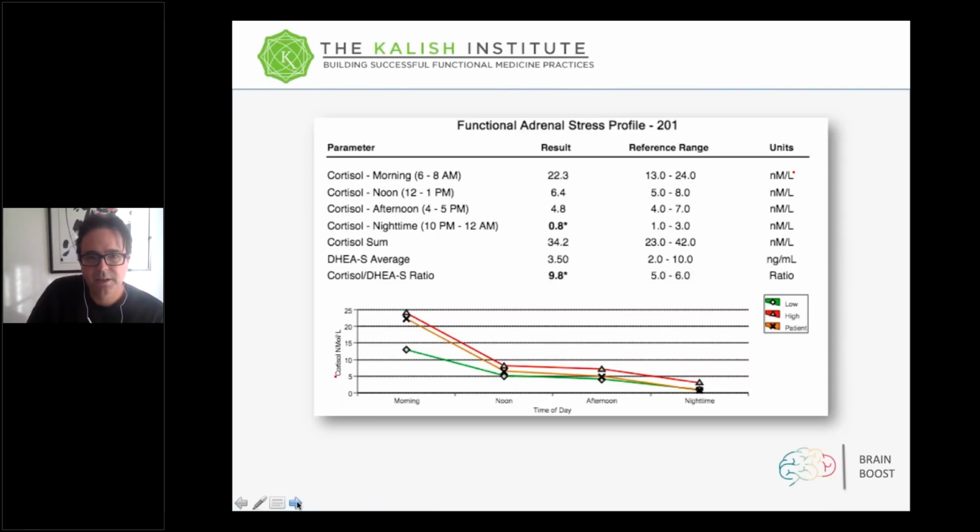Okay, so what we're seeing here was my adrenal test. What we're testing here is cortisol, and we're also testing a hormone called DHEA. As you'll see, there are results for the morning, noon, afternoon, and nighttime. This is because you have to take multiple samples. It's a salivary test. You just spit into a little test tube, wrap it all up, and send it to the lab.